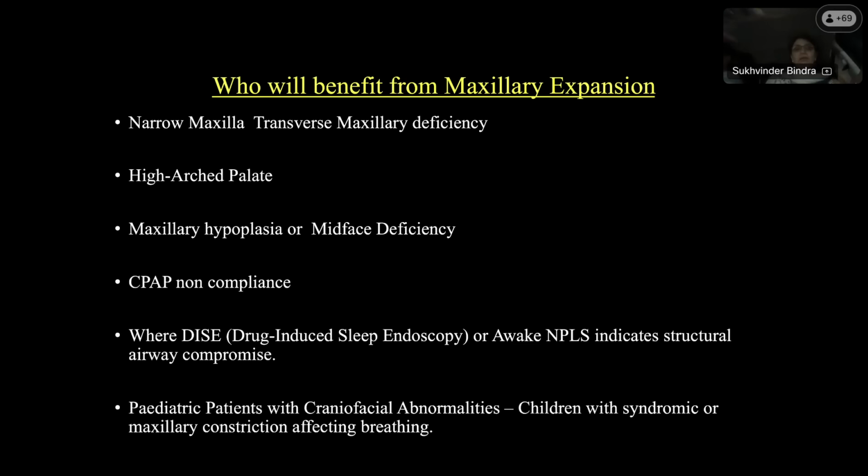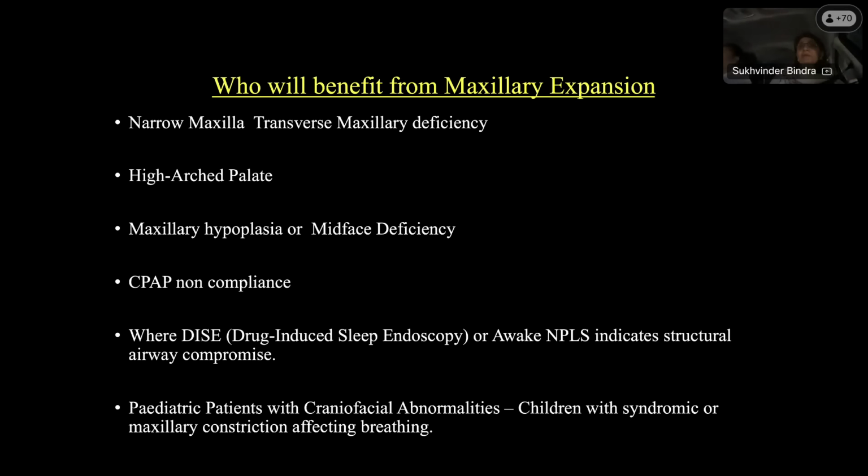So any patient with a narrow maxilla. I will request my ENT surgeons, when the patient comes to you, you ask the patient to open the mouth to check their tongue position and tonsils, right? Now look upward towards the palate and check how it is. If it is narrow, high arched, or if there is any maxillary hypoplasia... Sometimes the patient will come to you with CPAP non-compliance because of retrognathic jaws. The CPAP mask is not fitting properly, and on DISE you see that there is improvement in the saturation when you advance the mandible.